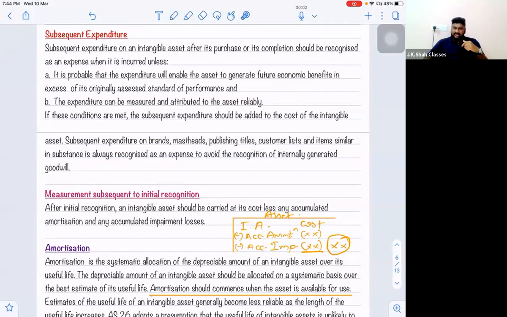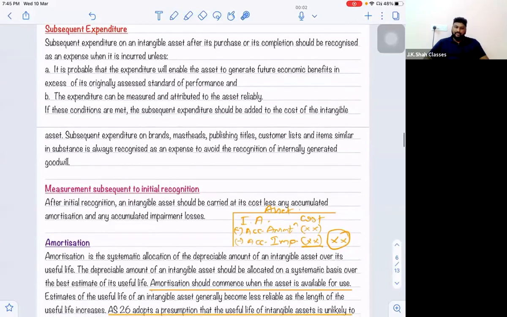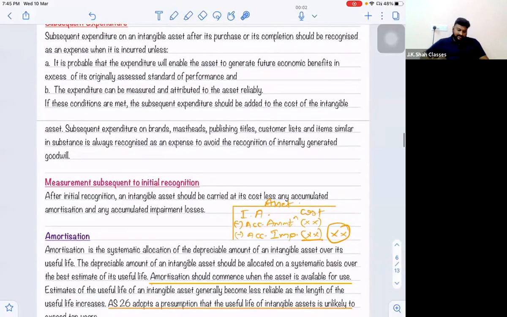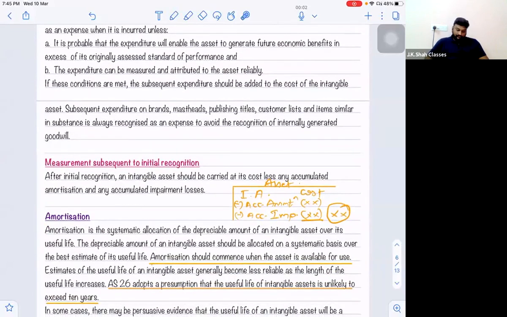That is subsequent expenditure. So will it help them to boost their sales? If yes, capitalize. No, sir, I have done subsequent expenditure, but not earning anything extra as compared to the original earnings. Then, sir, please put it to P&L. Same like your fixed assets, as you learned for AS 10. Right? Let us go ahead now.